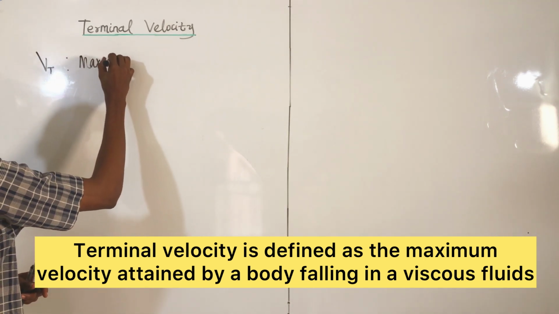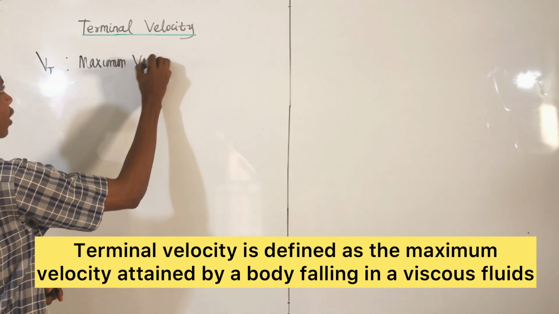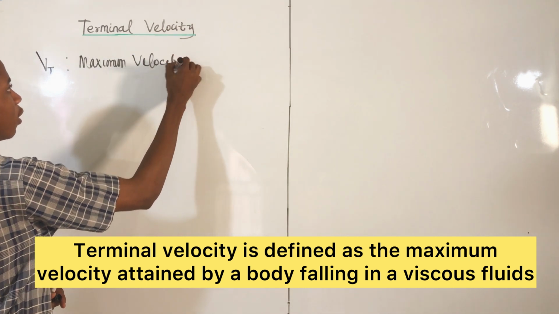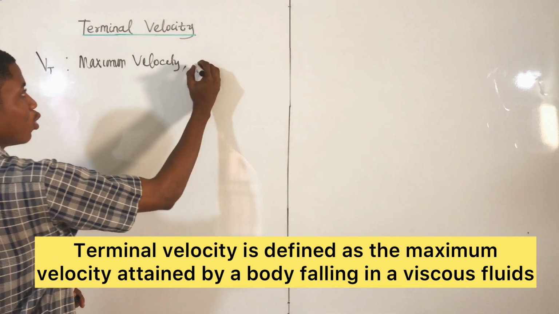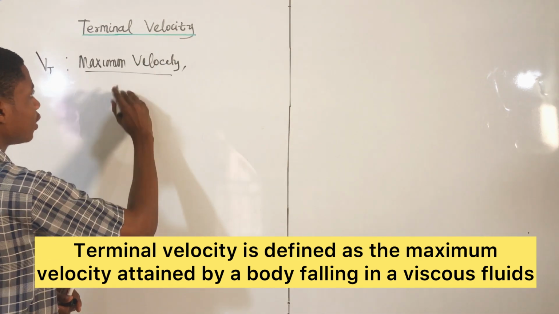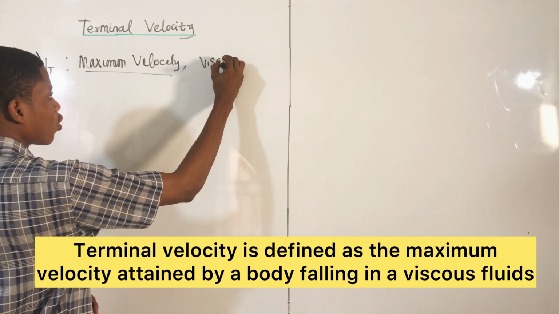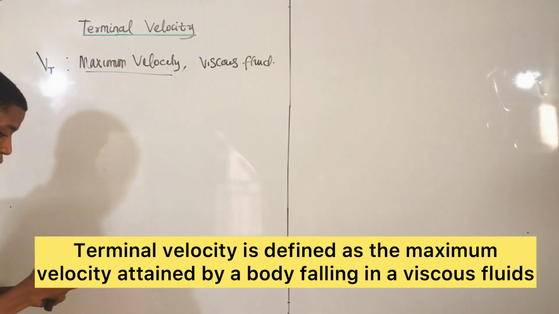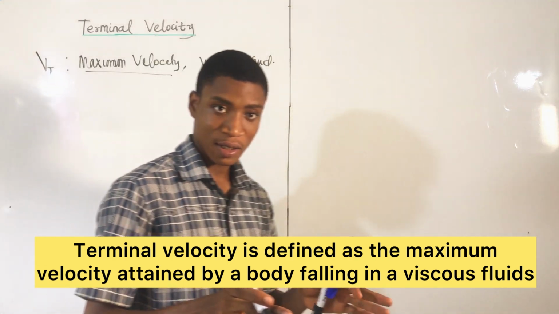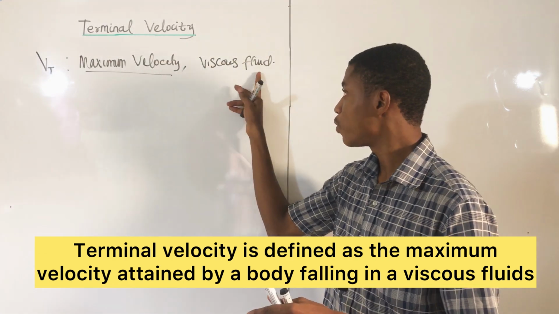maximum velocity by a body falling in what? A viscous fluid. So the first concept is the maximum velocity. The next is what? The viscous fluid. Of course, maximum velocity is the highest velocity of that object, and viscous fluid.